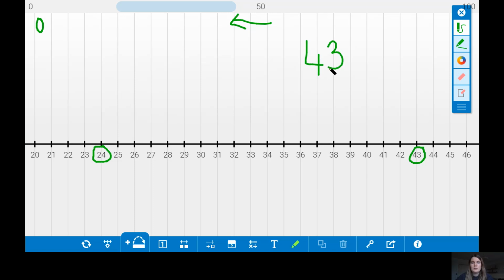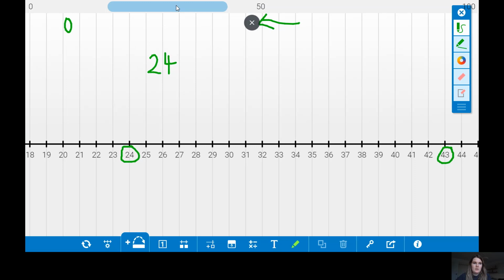You don't agree? Why don't you think 43 is the closest number to 0? Because there's a number closer. How do you know it's closer? Because it's further on the left. Very good. So the number closest to 0 is 24. Very good. The number closest to 0 is 24.